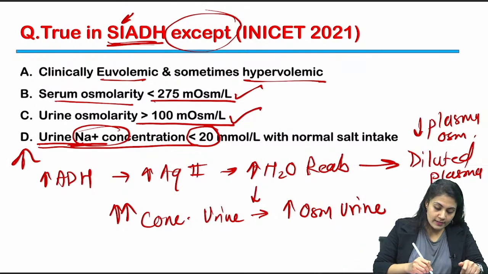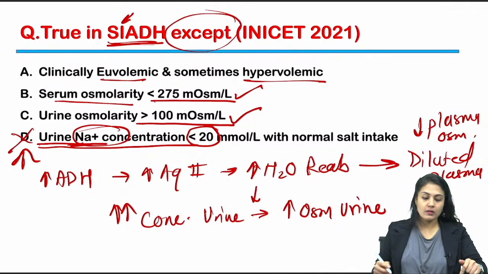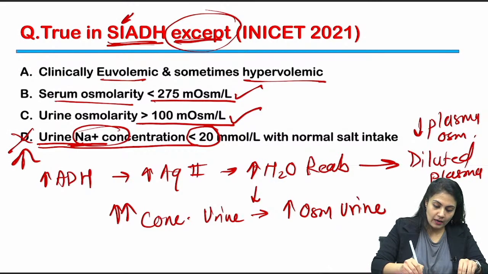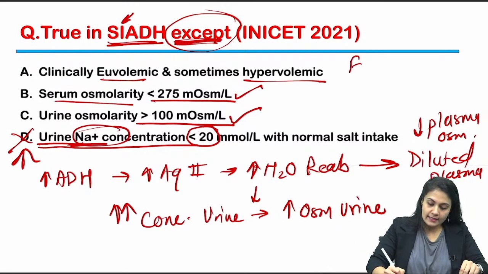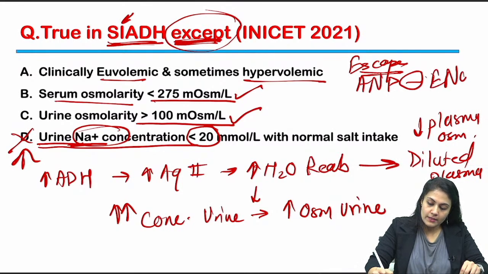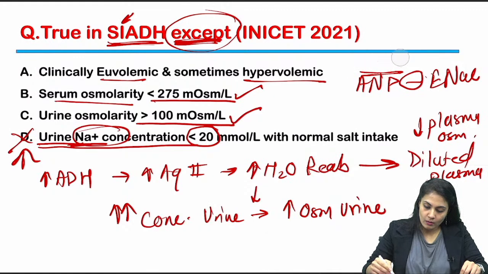So this is not seen in SIADH, and we have to apply our brain. Yes, the escape phenomenon is seen in the patient because of the ANP. ANP is going to inhibit the ENaC channel. Please remember that this is going to take place. Yes, it is seen in the CSW also, and this is seen over here also, right?